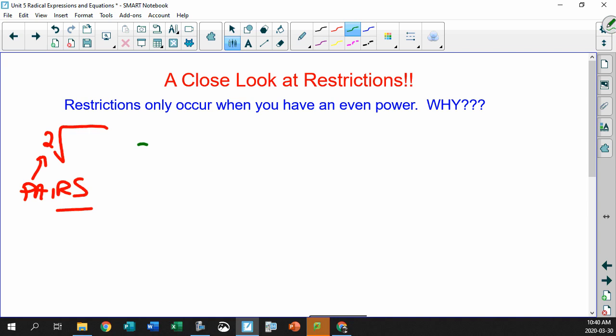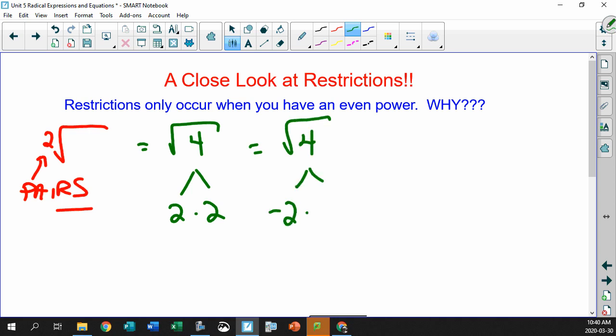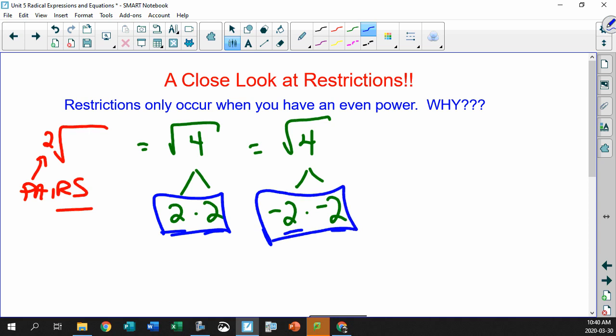Case in point, let's just look at a square root. Square root of 4, nice and simple. You know that 4 is 2 times 2, but you also know that 4 can be negative 2 times negative 2. Notice that both of these are the same. And both of these are the same. They have to be the same number over and over and over again.